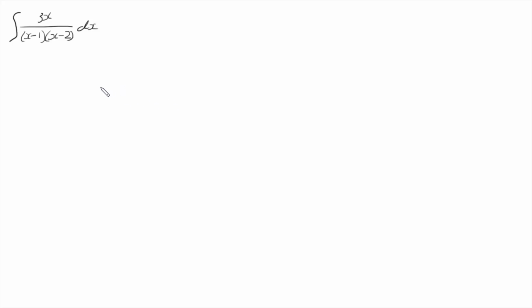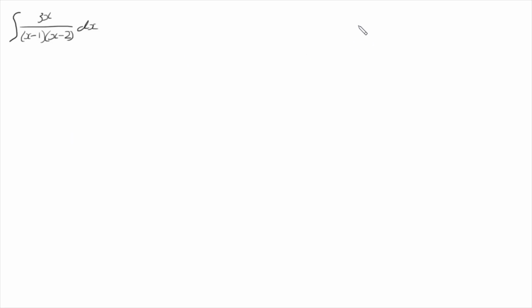Hi, in this video I'm looking at doing this integral of 3x over (x minus 1)(x minus 2) with respect to x. Now this question is quite complex to do as an integral unless you deal with it as a partial fraction. Then it becomes very easy because I can split this double denominator down the middle as partial fractions. So I'm going to look at doing that first.